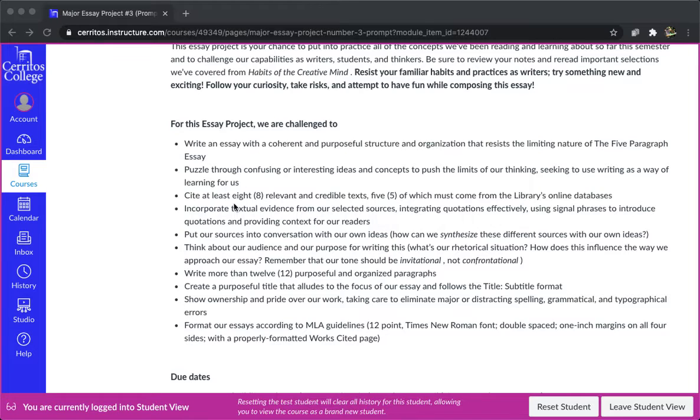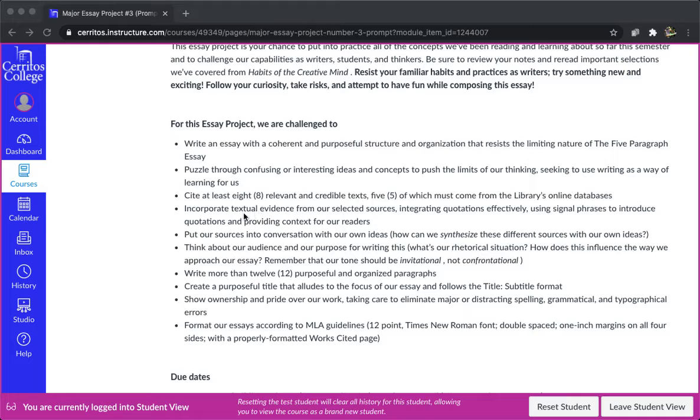We're challenged to cite at least 8 relevant and credible texts, 5 of which must come from the library's online databases. So by the time you submit your polished draft, you need to have a total of 8 sources, and of those 8, at least 5 need to come from the library's online databases. You can have more than 5, but you should not have fewer than 5.